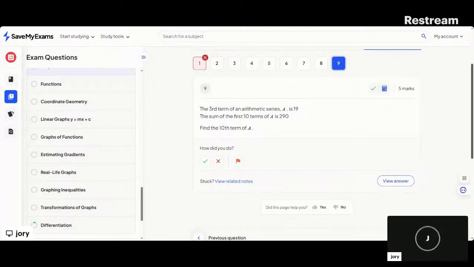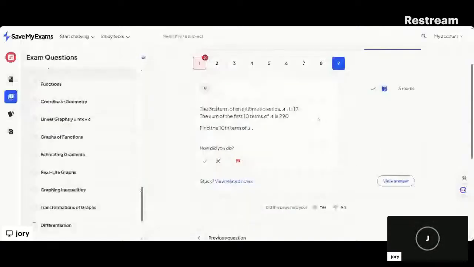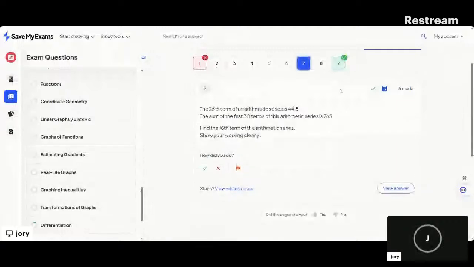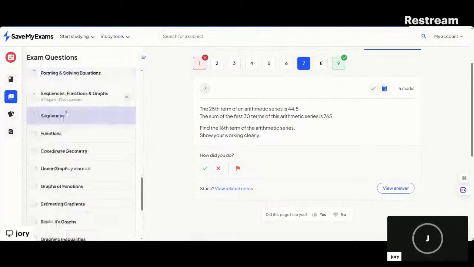Initial is 11. What's the 10th term? Initial is 11. 10th, so 9 times 4 plus 11. It's 47. 47. Yay! Got that right. Whoa! The 25th term of an arithmetic series is this. The sum of the first 30 terms is this. We just did the same idea. I'm going to do this later. Let's do functions.